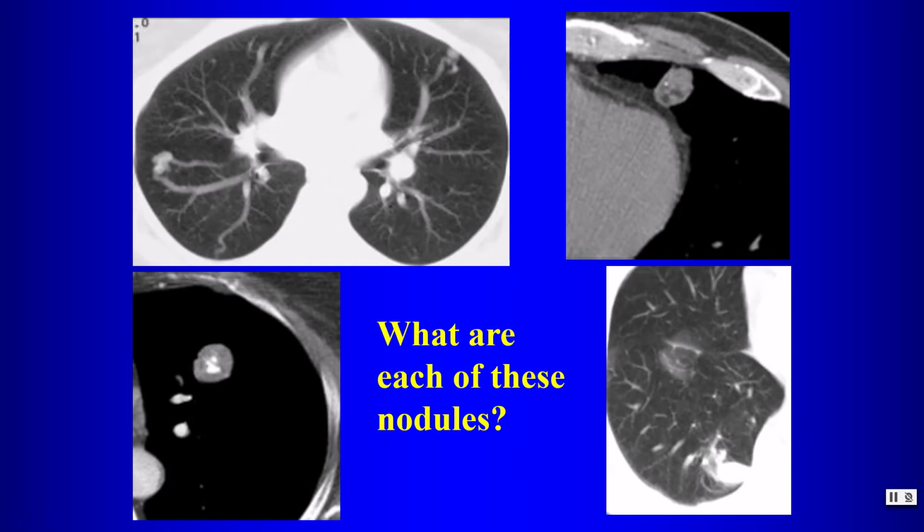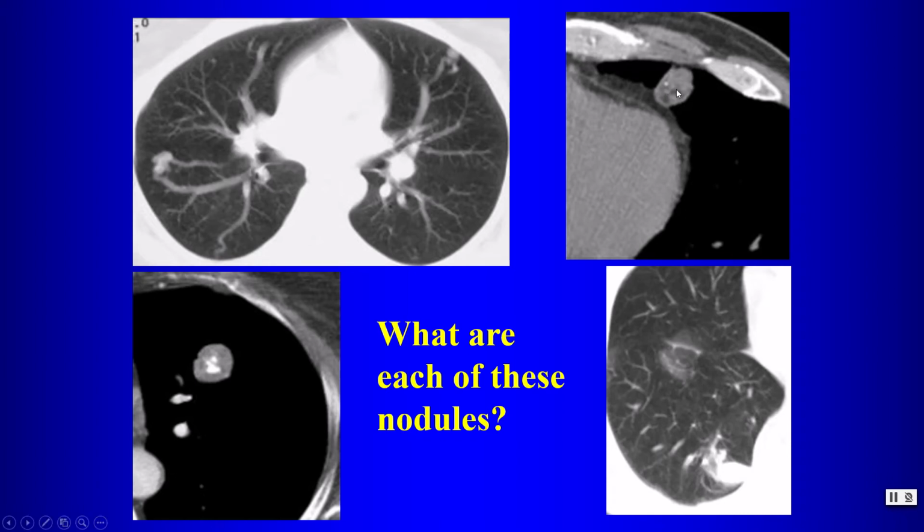So we'll finish with this. I'll show you some examples of multiple nodules. You tell me what each of these nodules is. So we'll start with this case here. Hope you notice the lobulated appearance. It looks like there are vessels going towards a lesion. So here we're going to think of pulmonary AVM.